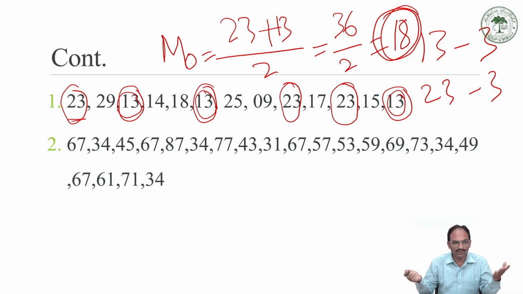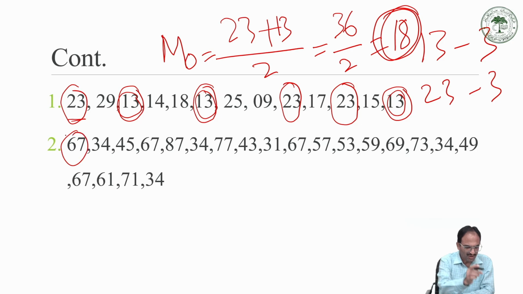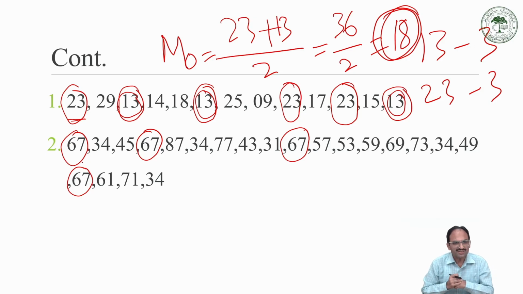So what will you do? You see which number is repeating the maximum times. I think 67 is such a number. If we move ahead, you will find 67 a second time. Again, if you move, you will find a third time. And again, a fourth time. So 67 is the number in this distribution which is repeating the maximum times, that is 4 times.